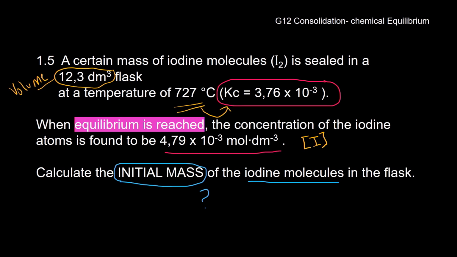Calculate the initial mass of the iodine molecules in the flask. Okay, so have a look at here. Molecules, the word is telling us that they are looking for I2, the diatomic molecules. So where do we start? We're going to take all this information that we've got and we're going to put it onto our Rice table.